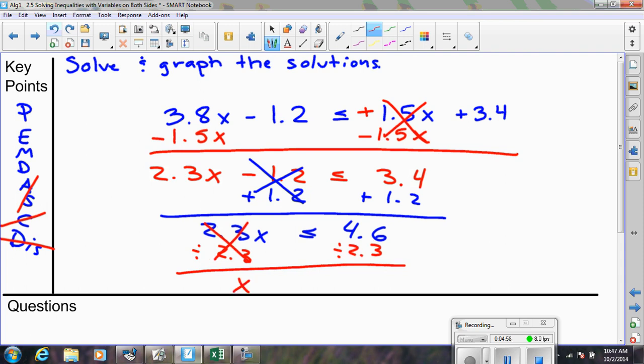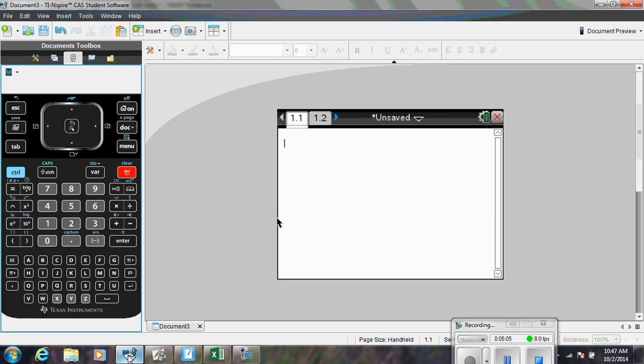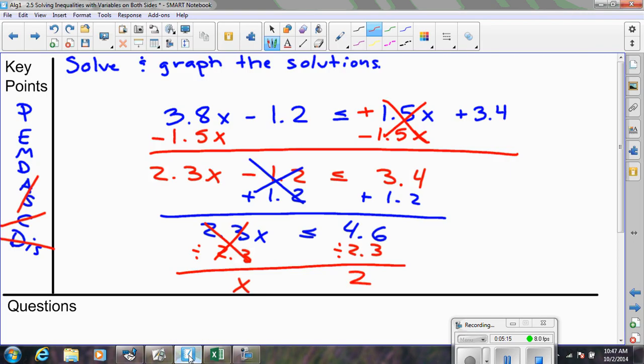And 4.6 divided by 2.3. I see a lot of people are reaching for their calculators. Not a problem. A lot of times it's designed just to speed up our calculations. 4.6 divided by 2.3 is 2. So what about here? Do we flip the symbol? No, because we divided by a positive 2. This was a positive 2.3, so we do not flip. Okay, we have our solution.